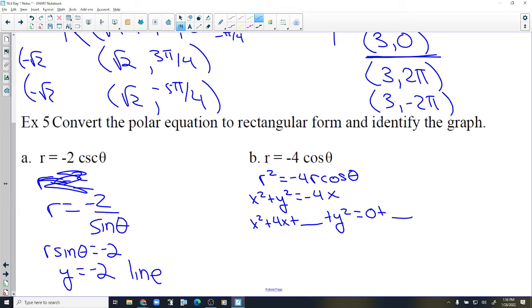That's how we treated conics in honors pre-calc. 4 divided by 2 is 2. 2 squared is 4. So this is x plus 2 squared, because that factors into x plus 2 times x plus 2, plus y squared is equal to 4. Don't turn the page yet. I'm going to talk a little bit more about this. This is calculus. It's not pre-calculus, so we're going to talk a little more.